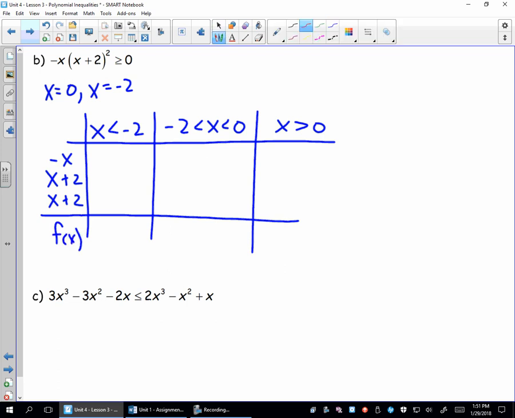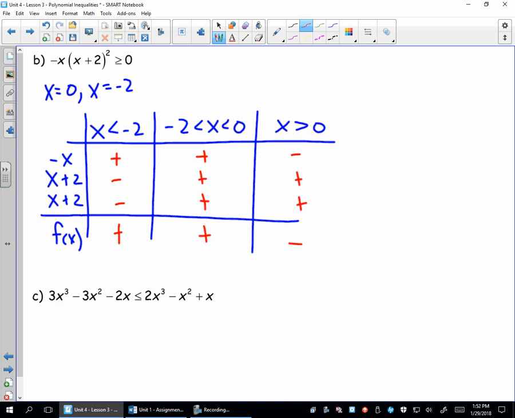All right, let's pick a number less than -2. Let's try -3. The negative of -3 is a positive. -3 plus 2 is negative, positive. Let's pick a number between -2 and 0, like -1. That's a positive, positive, positive. Okay, and then something greater than 0. Let's try number 1, a negative, a positive, a negative.